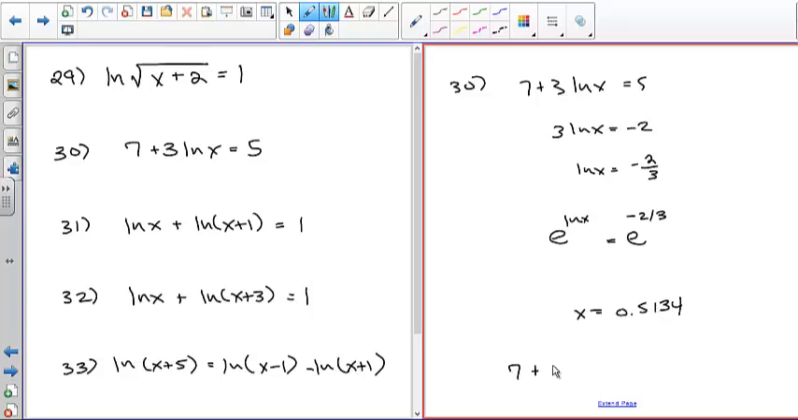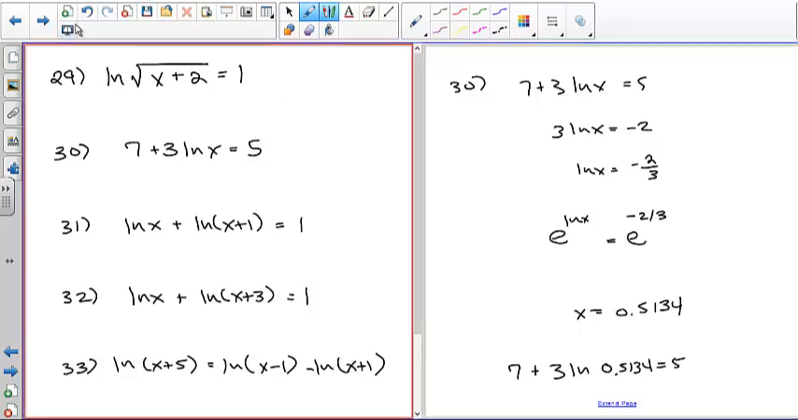So let's just check it here. 7 plus 3 times the natural log of 0.5134, and hopefully the answer is 5. I got something wrong here. 7 plus 3 times the natural log of 0.5134, and you get 5, which is the right answer.